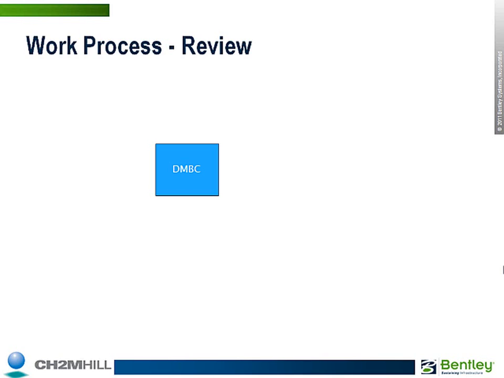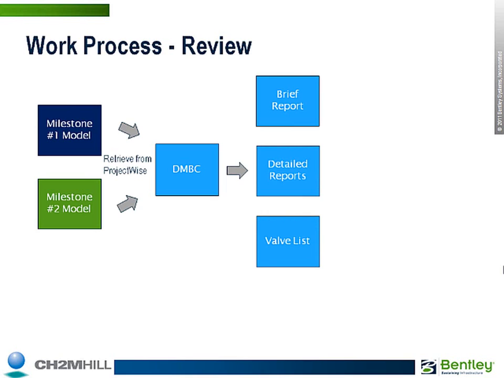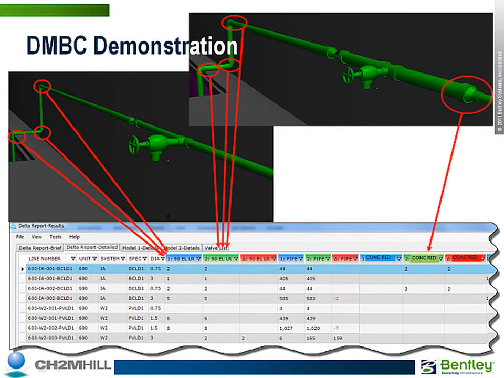DMBC uses iModel input from a previous milestone as a baseline and compares it against iModel data generated at the current milestone. DMBC then generates reports and lists, and at the appropriate stage, the lists go off to SpecWave for automatic spec generation. To demonstrate how this works, I've checked out a previously created baseline iModel from ProjectWise and a design model which has been edited since the baseline iModel was created.